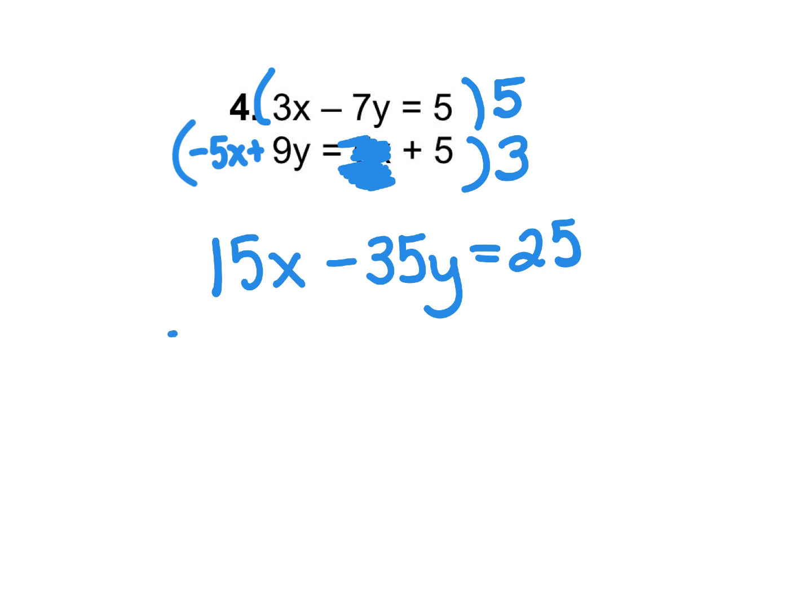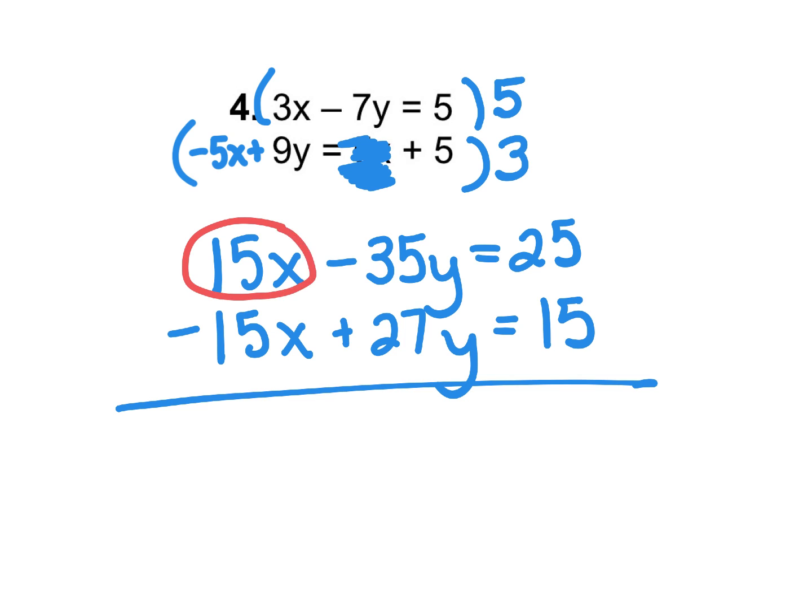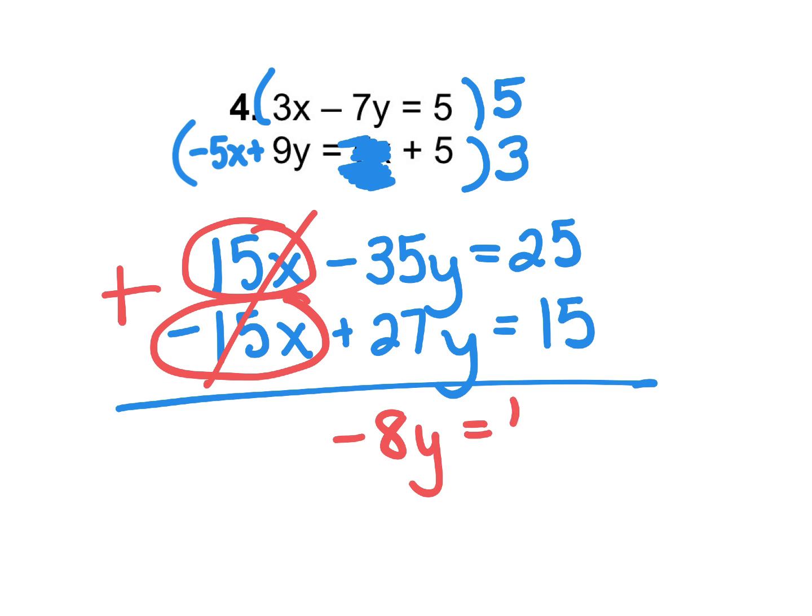And then I'll go across the bottom row and multiply everything by 3. Then I'll look at my system, and because the 15x and the negative 15x are opposites, I'm going to need to add these two lines together. The x's are eliminated. We'll get negative 8y equals 40 if we add those lines together. And then when we divide by negative 8, it turns out that y is negative 5.